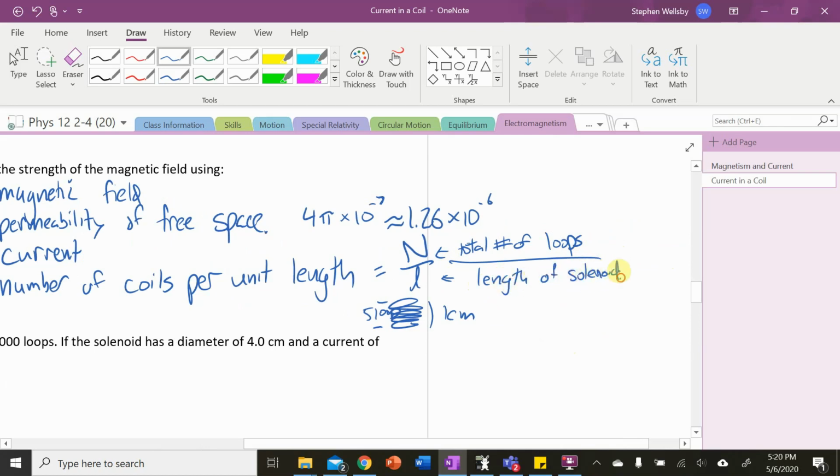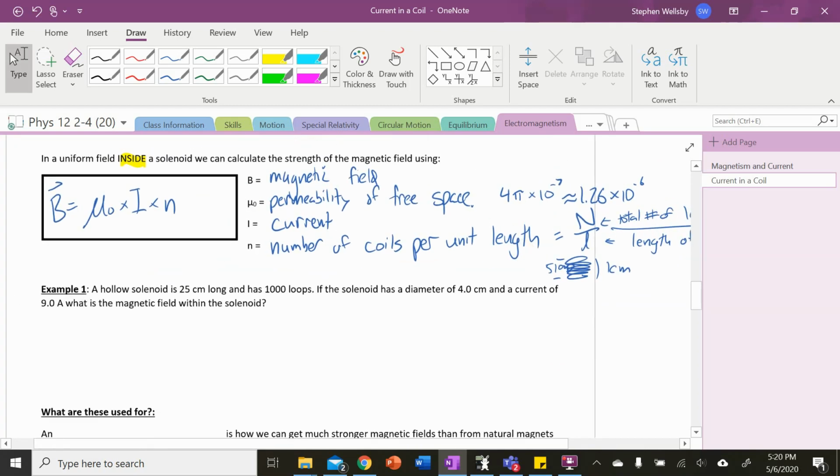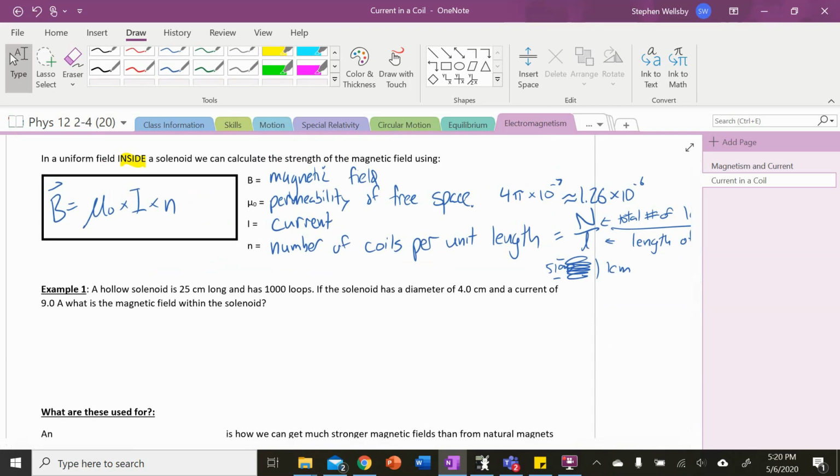Okay, so let's try this first question here. Give yourself a moment, pause the video, and then try and answer this question where we have a hollow solenoid, 25 centimeters long, with 1,000 loops, diameter of 4 centimeters, current of 9 amps. What's going to be the magnetic field? So try giving that a shot and pause the video and come back when you're done.